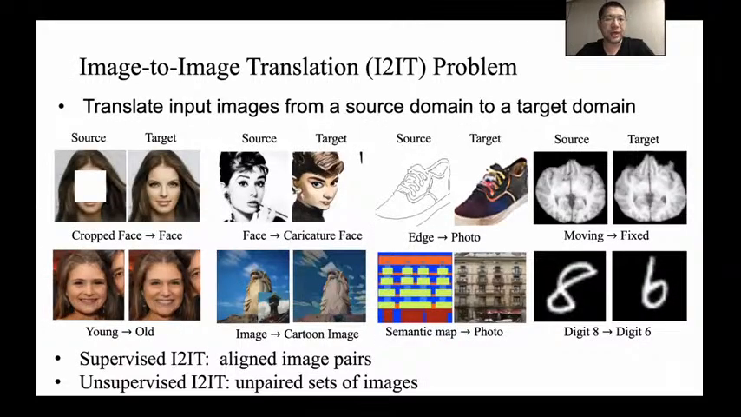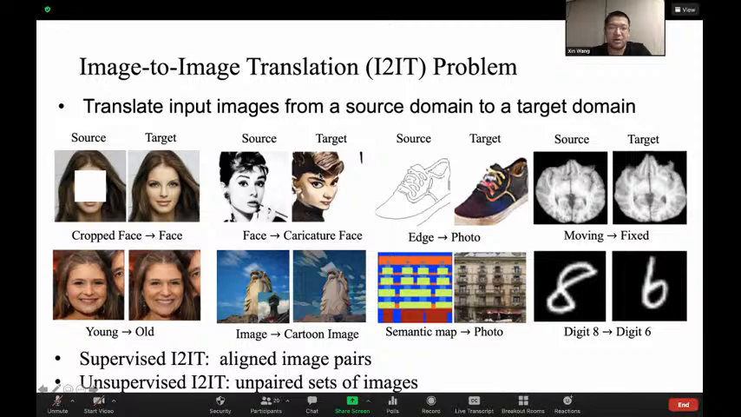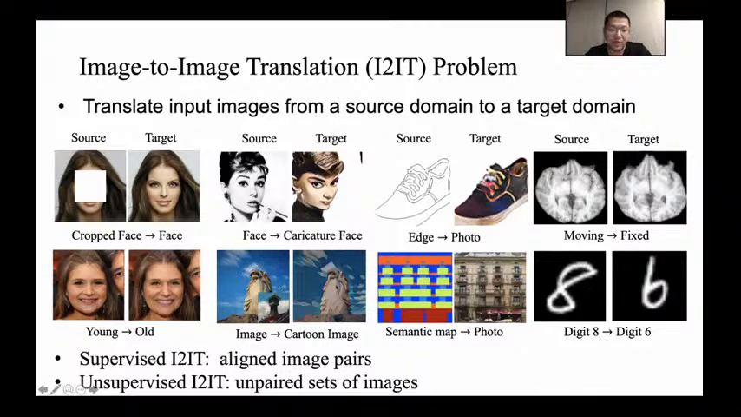Image-to-image translation translates an image from a source domain to a target domain. So many computer vision tasks could be considered as image-to-image problems. For example, face inpainting, where the source image is a cropped face and the target image is a full face, or translating a face image across age, or translating a face to its caricature face, or neural style transfer from image to cartoon image, or translating edge to photo, a simulation map to photo, and some other medical image registration could also be considered as image-to-image problems. And also digit transform. So this task is very flexible.